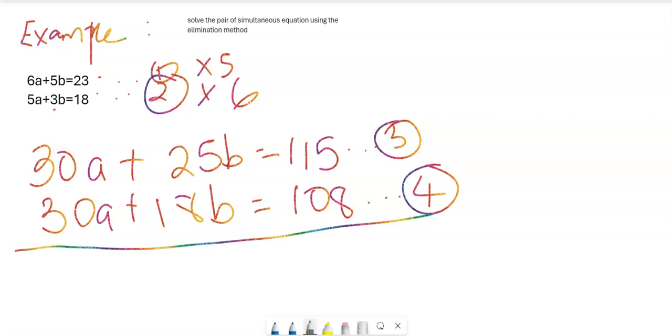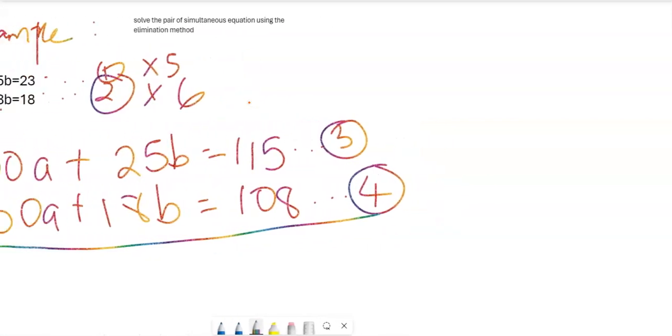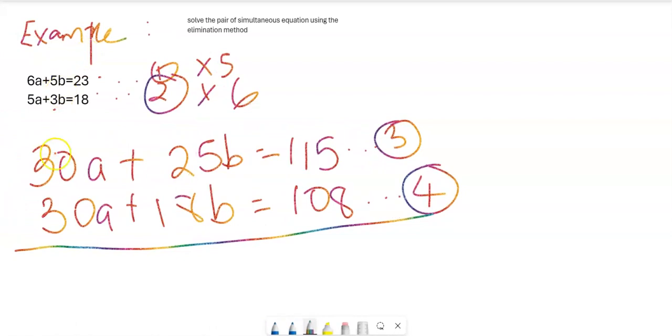We know the signs of the variables that we are eliminating are the same. So both of them are positive 30a and positive 30a. When they are the same, we subtract the equation. And when we subtract the equation, we are subtracting like terms. So 30a minus 30a is 0. That's gone. 25 minus 18, that is 7b. Don't have to put the plus sign. And 115 minus 108, that is 7.